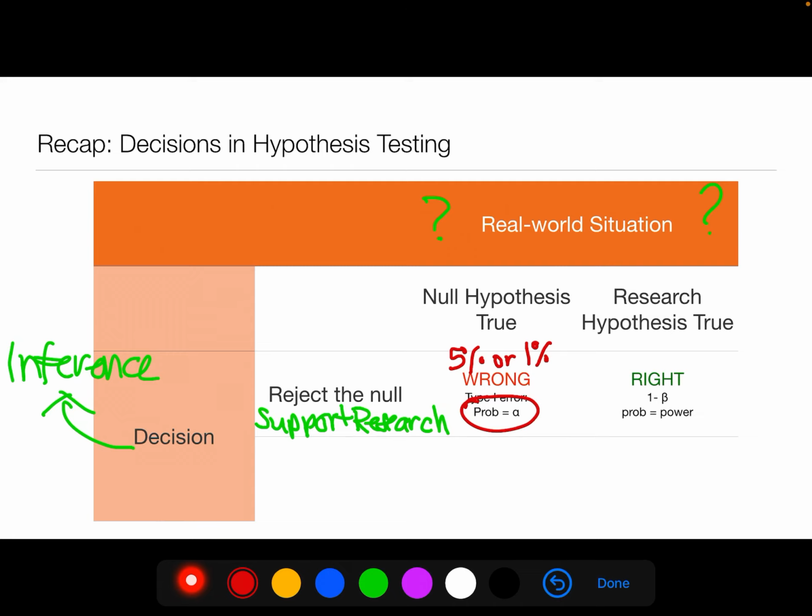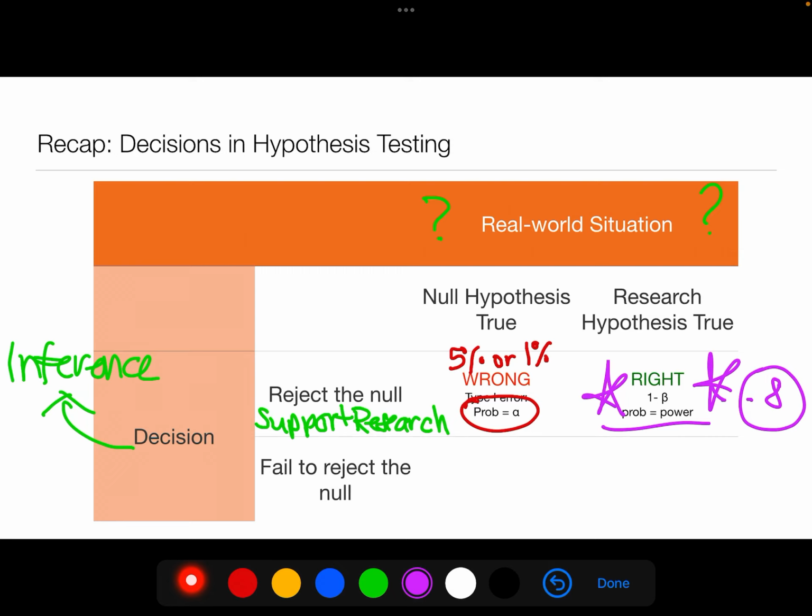Now, we can have the situation where we reject the null and support the research, and the research hypothesis is actually true. And this is the goal, right? This is where the magic happens, and that magic has a name. That magic is called power. Power is our ability to find an effect that is actually there, to support the research hypothesis when it is actually true. It is calculated by subtracting beta from 1, and what is left is the probability of power. Typically, we like that at 0.8, but we don't always have as much control over that as we do with alpha.